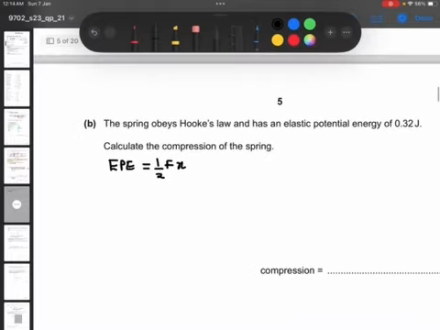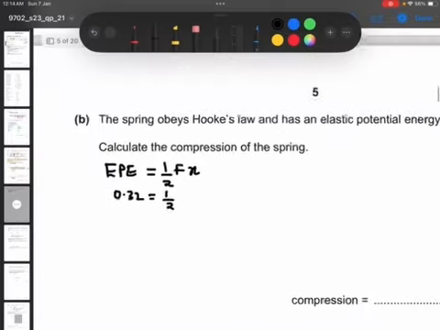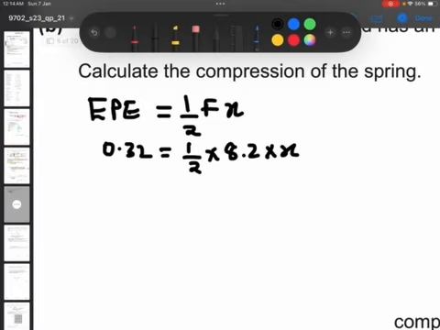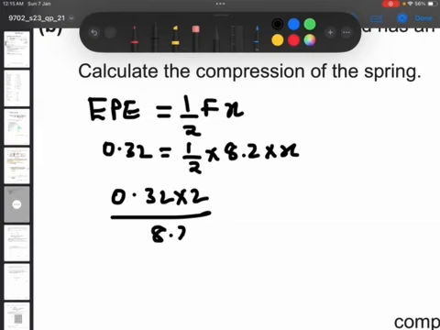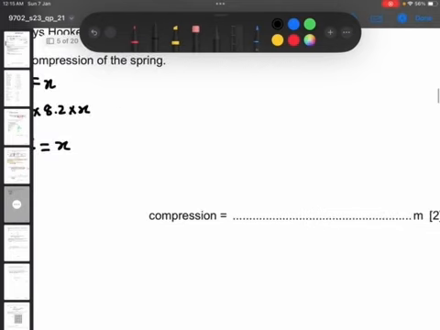Now, we are given the elastic potential energy, so this is a piece of cake, this question. The elastic potential energy is 0.32. We are also given the force acting on the spring. We know it. It's actually 8.2. So the compression is then easy to find. We multiply 0.32 by 2 divided by 8.2 to give us x. So our value of x after calculation will be 0.078 meters.